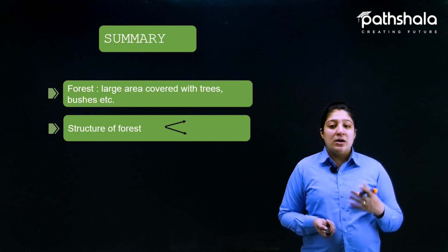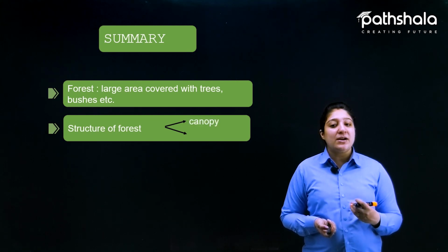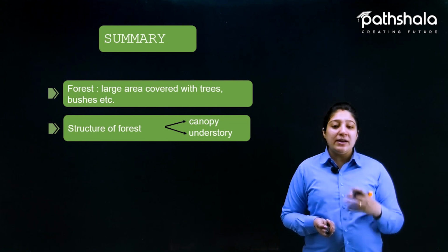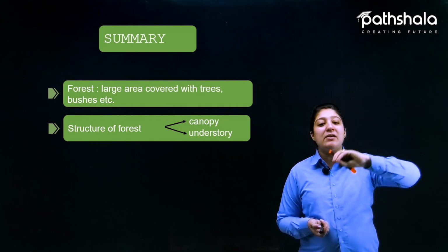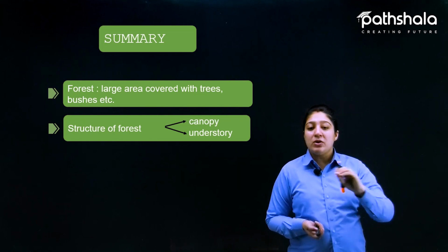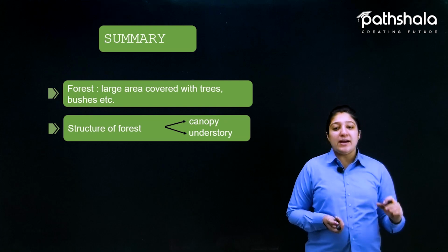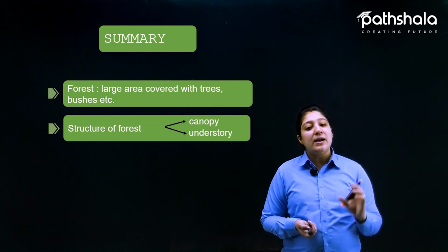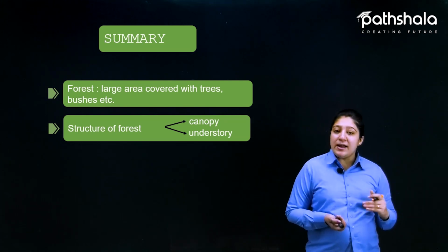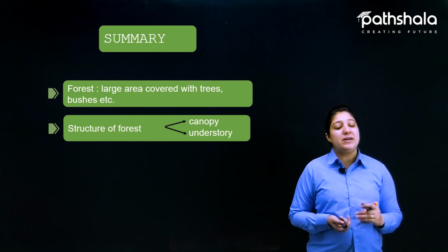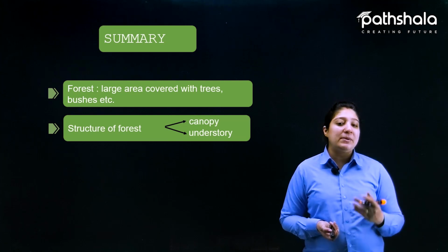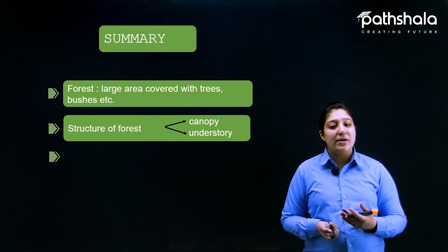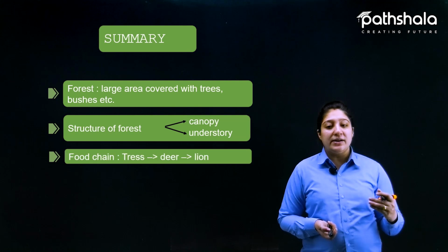Now a forest has a structure. Now what does that structure consist of? It consists of the canopy and the understory. In the canopy are the tallest trees, which grow together and form a roof-like structure over all the other trees, right? So that is the canopy. What is the understory? The understory is the different layers of different plants present in the forest, like herbs, shrubs, climbers, creepers and other kinds of tall trees, right?